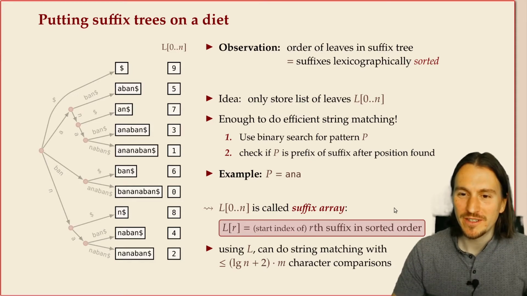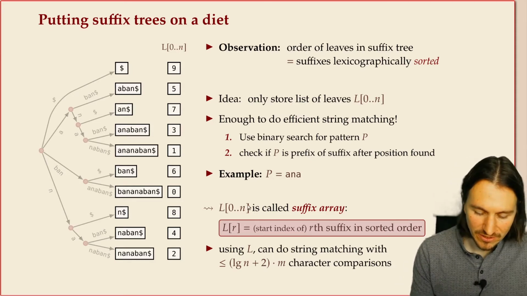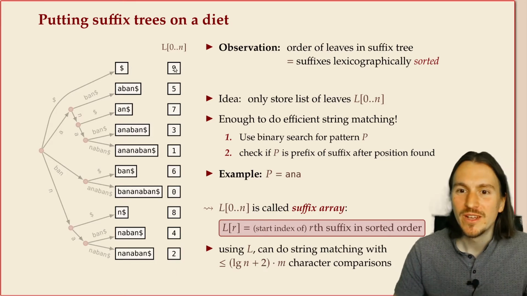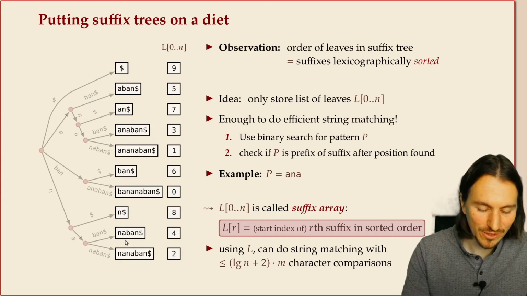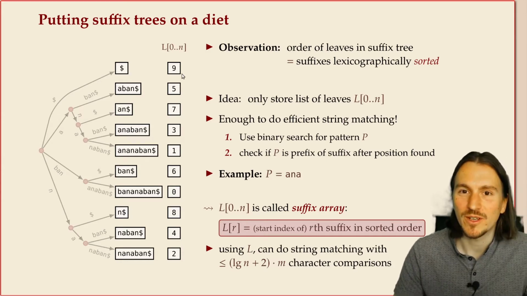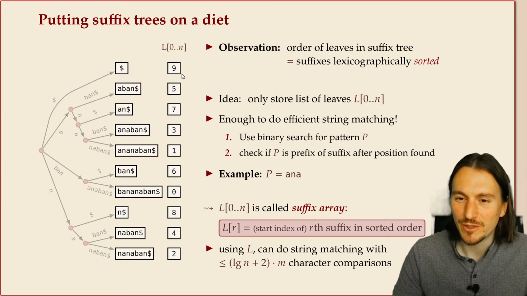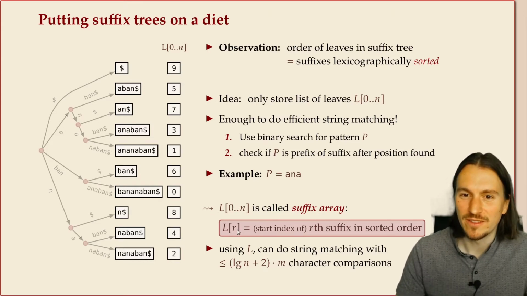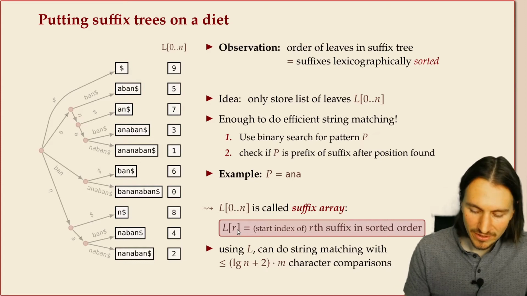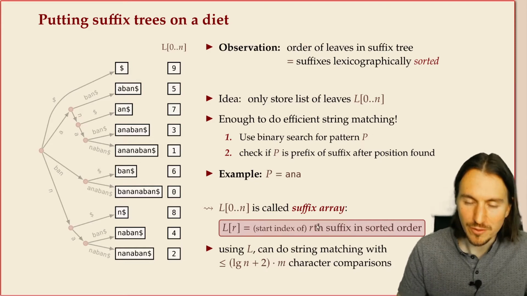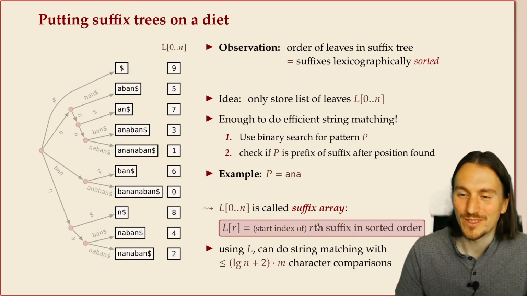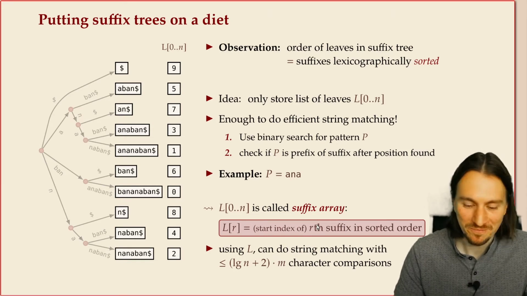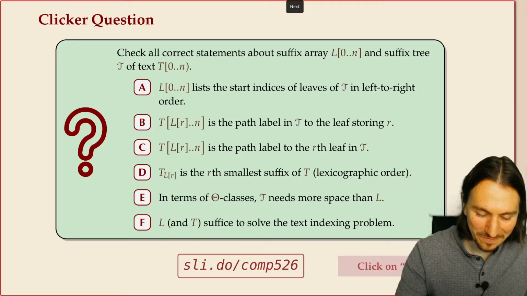So we define the suffix array as this leaf array. So here it is. As I said before, the actual value stored in the suffix tree is not the string, but the starting index. So the suffix array is just this list of numbers. And the rth entry in the suffix array is the starting index of the rth smallest suffix in lexicographic order. Okay, that's the suffix array.